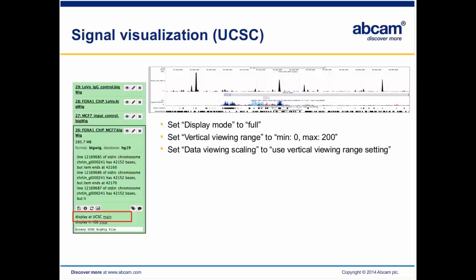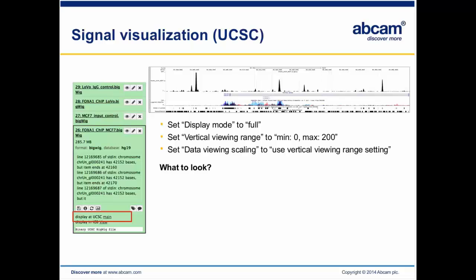In the Genome Browser, to configure the visualization, set the display mode to full so that it will display the histogram of the signal. Set the vertical viewing range from 0 to a reasonable maximum value, like 100 or 200. And set data view scaling to use vertical viewing range setting, so that it won't automatically rescale. You would be able to visualize the binding signal like shown here.